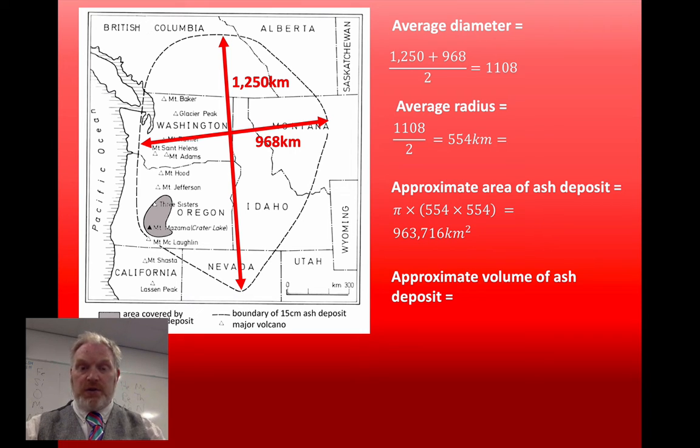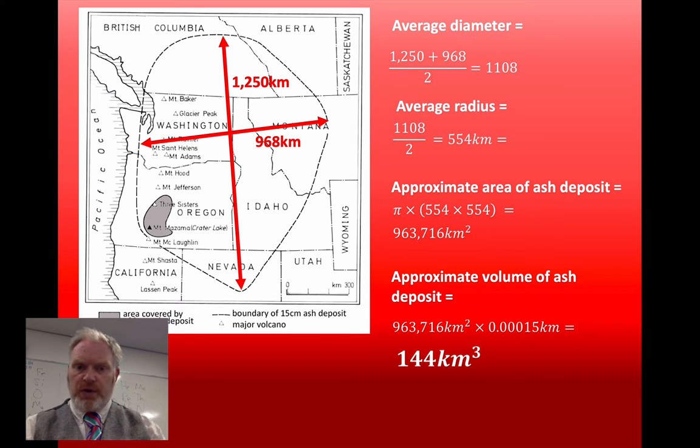963,716 square kilometres. Remember again, Wales is 20,000 square kilometres. 48 times the area of Wales. To work out the volume then, well, area times depth. We need to remember to not mix our units. Okay, so we've got the huge area by a very small thickness, 0.00015 kilometres, which is 15 centimetres. And we get a total volume of 144 cubic kilometres of ash. It's a huge amount of stuff.